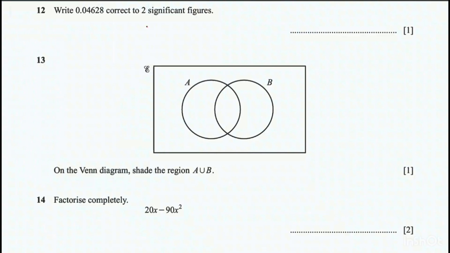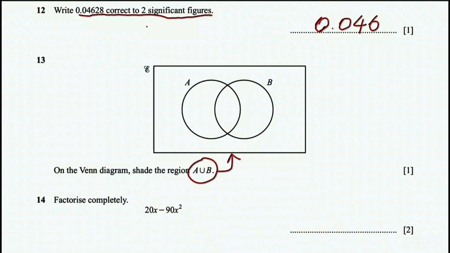We have to write this correct to two significant figures. So we have to write it up to 4 6. The 6 could be changed if the digit after 6 is 5 or greater. The digit after 6 is less than 5, which is 2. So by removing 2, 6 remains 6. So it is correct to two significant figures is 0.046.